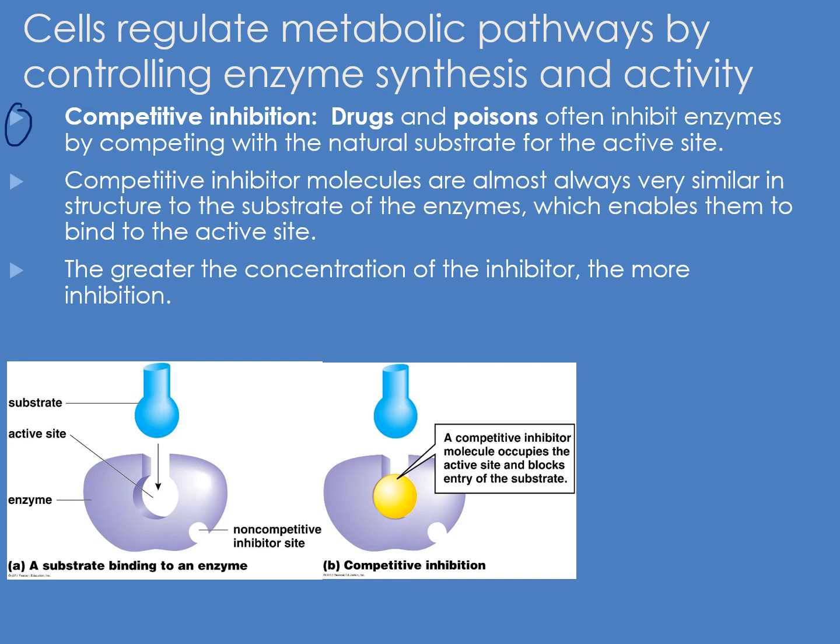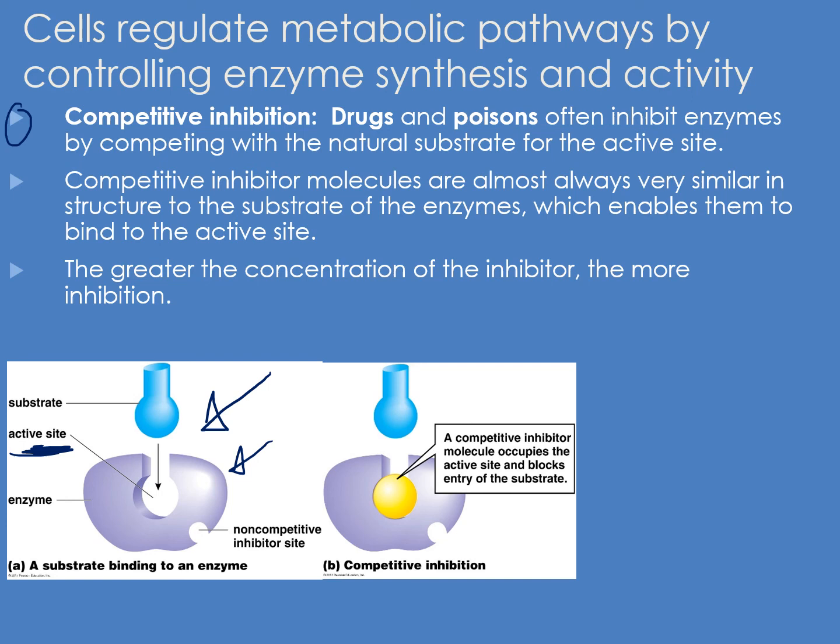Competitive inhibition. Drugs and poisons often inhibit enzymes. Inhibit means to slow down. They inhibit enzymes by competing with a natural substrate for the active site. Let's take a look down here in this diagram. On the left, this is just a typical enzyme in purple here with its active site. You can see that the blue molecule is complementary to the active site, so it'll fit in there.